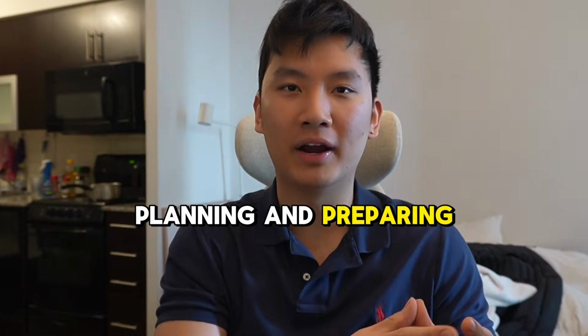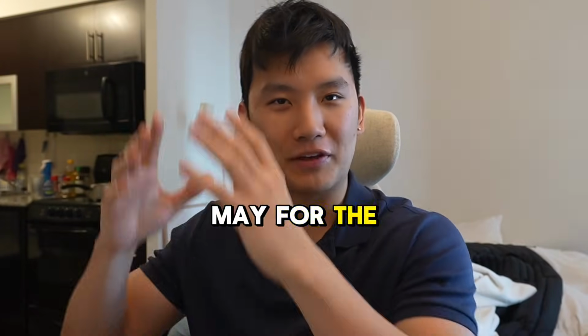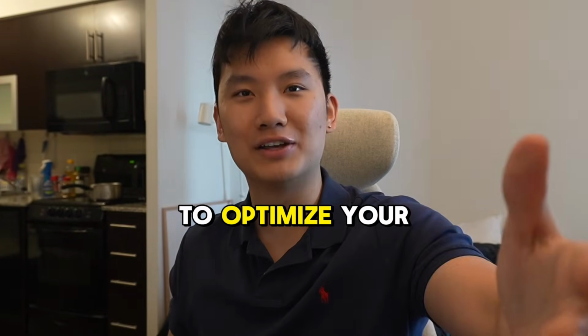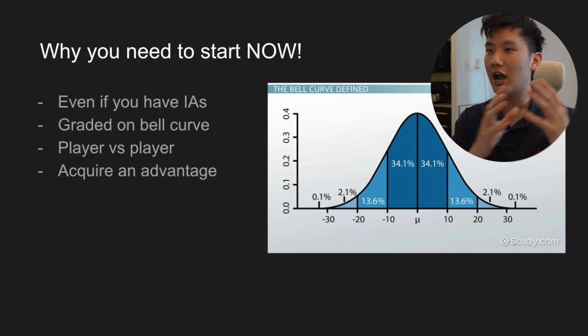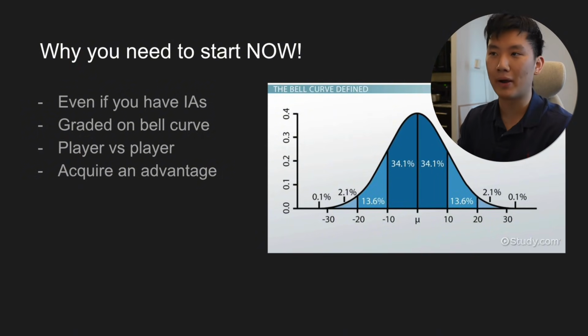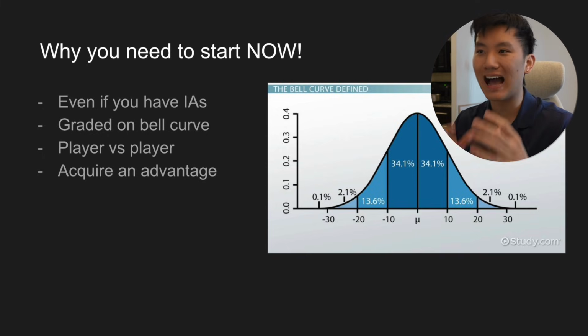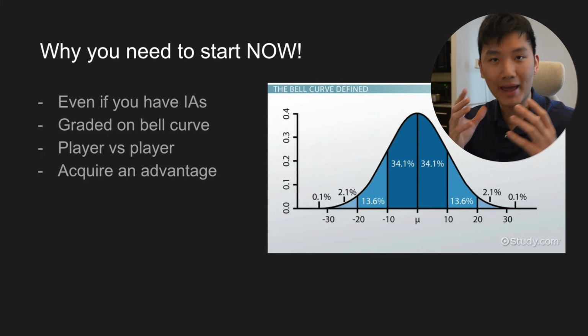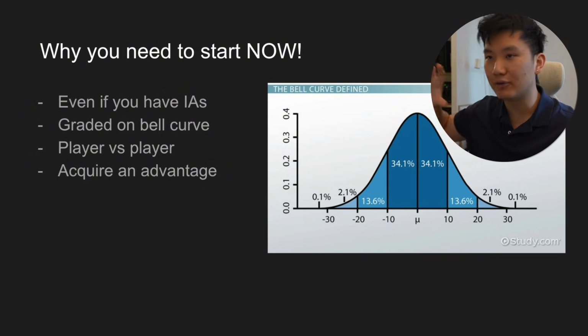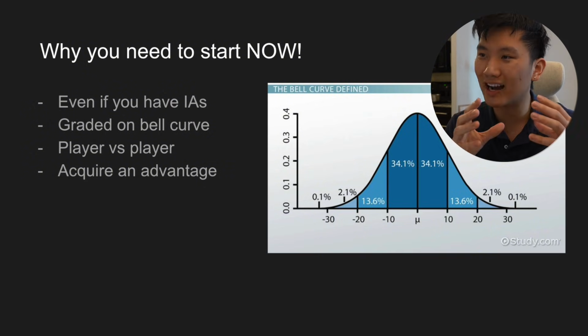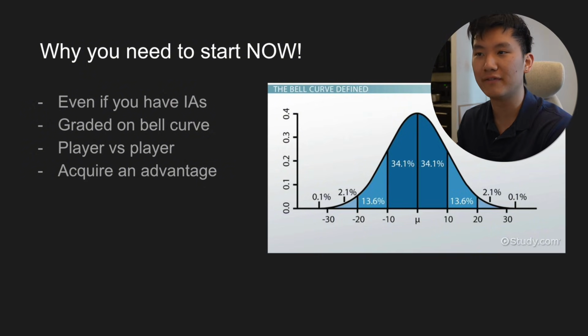I'll be giving you a detailed breakdown as to how you should be planning and preparing for February, March, April, and May for the final IB exams to optimize your IB grade. So for some of you, you may still be working on the IAs from January to February, but you need to start preparing right now. This is because the IB is graded on the bell curve, making it player versus player. So to optimize your grade, your goal is to beat out the competition. Therefore, you want to start as early as possible to get as much of an advantage as possible.